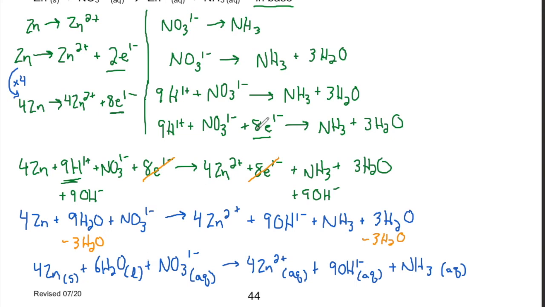Let's take a look at our charges. Here we have -1 altogether, -1 on this side. Here we have +8 and -9, which also makes -1. So we are balanced as far as electrons or charge is concerned as well. So that is step 9, our final check, and we are done with our last balancing by half reaction example.